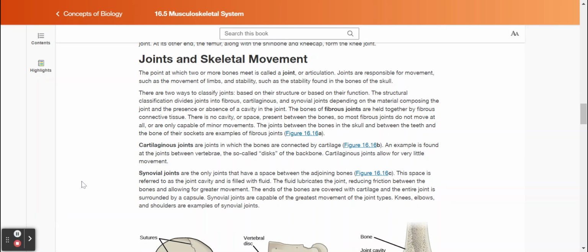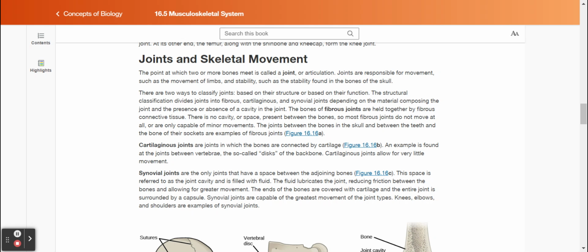Joints and skeletal movement. The point at which two or more bones meet is called a joint, or articulation. Joints are responsible for movement, such as the movement of limbs, and stability, such as the stability found in the bones of the skull. There are two ways to classify joints, based on their structure or based on their function. The structural classification divides joints into fibrous, cartilaginous, and synovial joints depending on the material composing the joint and the presence or absence of a cavity in the joint.